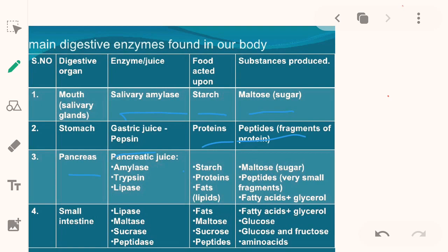Amylase acts on starch and converts it into maltose, which is also a sugar. Trypsin acts on proteins and converts them into peptides, small fragments of protein. Lipase acts on fats and converts them into fatty acids and glycerol.